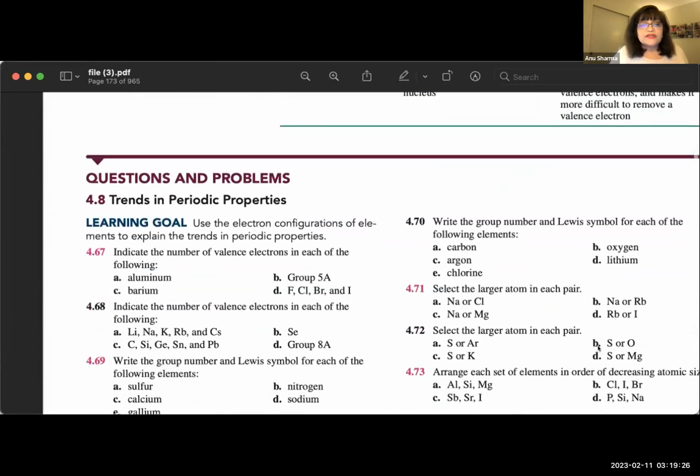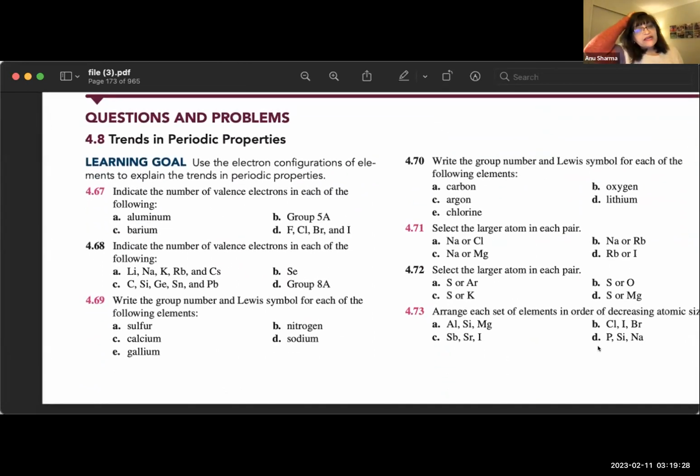So let's start doing these problems. 67. Indicate the number of valence electrons in each of the following. So valence electrons for aluminum. Let's do this one. So we will do 67, 69, 71, 73, and then 75, 77, and 79.